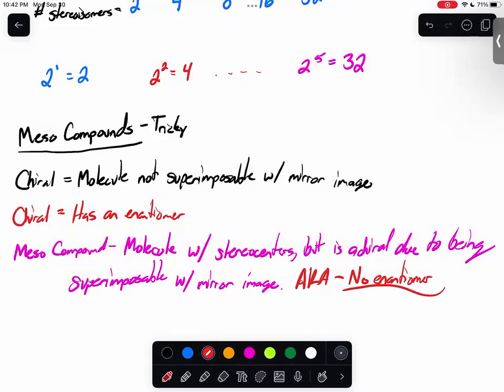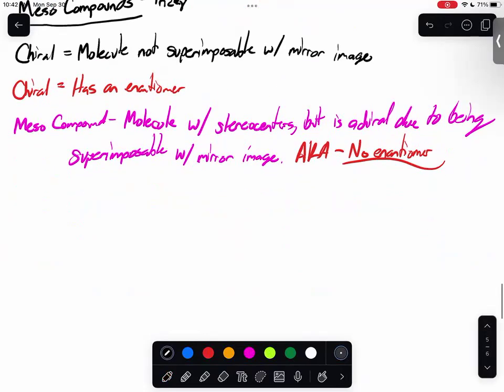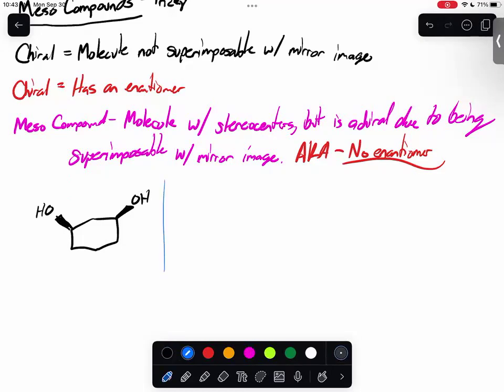So let's take a look at something that is a mesocompound. And it is going to be this right here. For this compound, if we were to try and draw the mirror image of it, just take this and draw the mirror image directly as it stands, you would find out that it's kind of weird, because nothing changed, right? If this thing was looking in the mirror, it is the exact same. Okay? That tells us right away that there is no enantiomer.